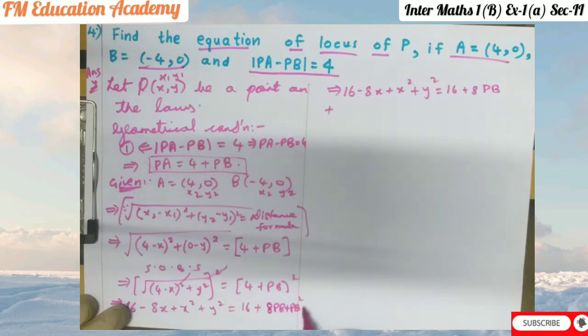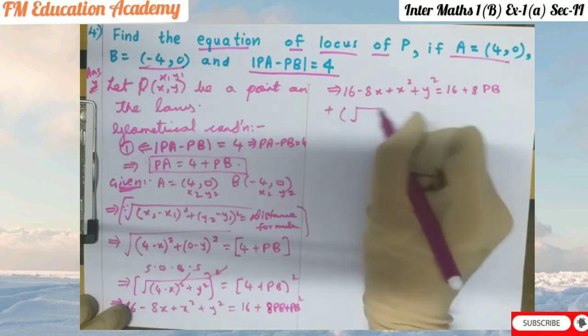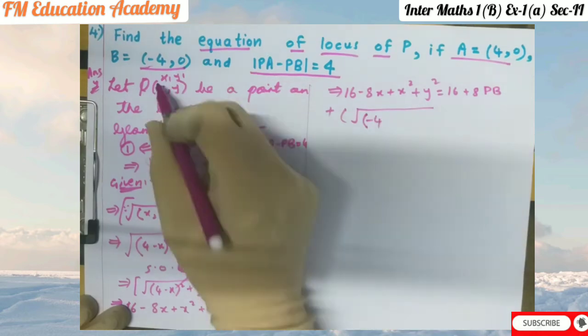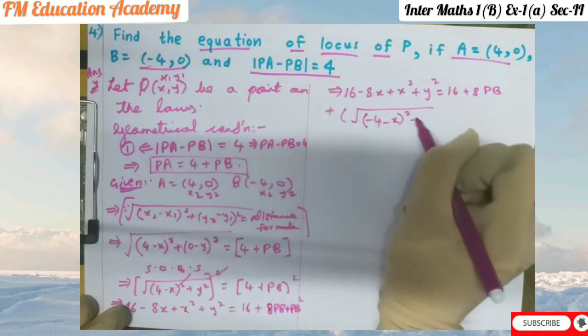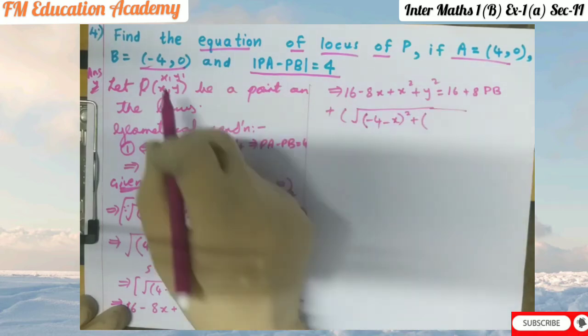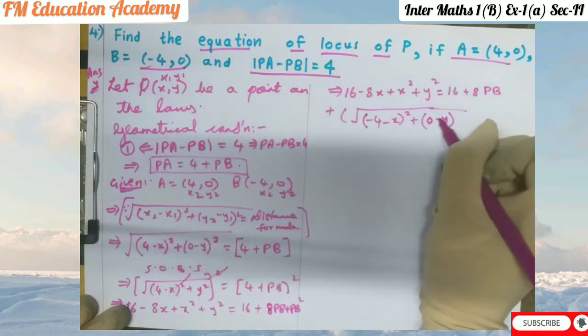What is PB square? Root of x2 minus x1, where x2 we have considered as minus 4, minus x1 which we have considered as x, whole square, plus y2 minus y1 whole square. y2 here is 0, minus y, whole square.